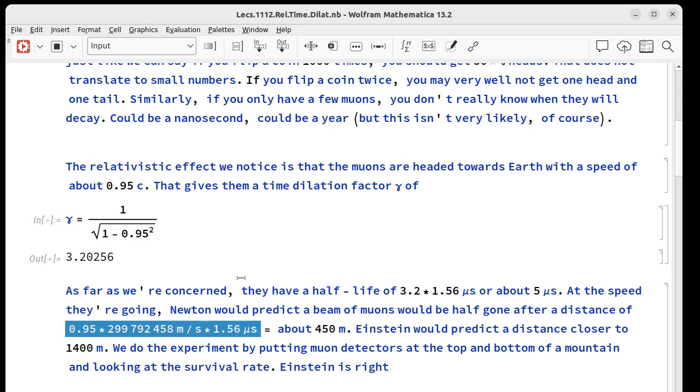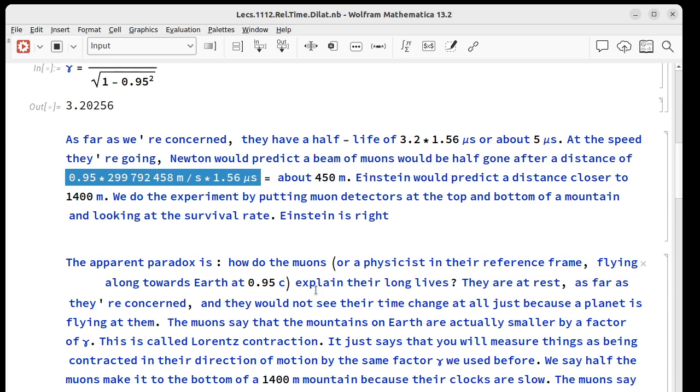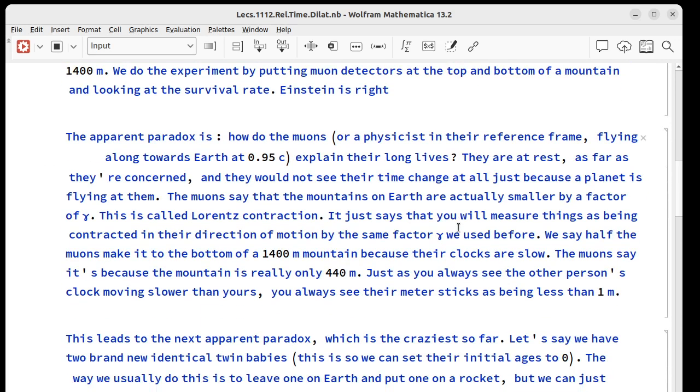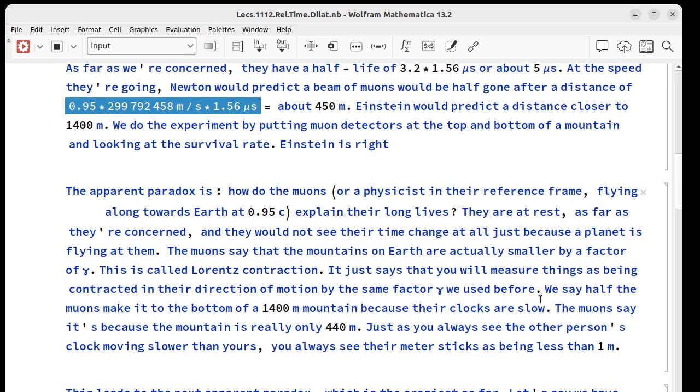So the thing that looks like a paradox is, how do the muons, or a physicist riding along with the muons, how do they explain it? As far as they're concerned, they're at rest, and the Earth is flying up towards them. So how do the muons explain the fact that half of them make it to the bottom of a 1,400 meter tall mountain instead of only making it 450 meters down? The way they explain it is they say the mountain moving towards them is smaller by a factor of gamma. This is called Lorentz contraction.